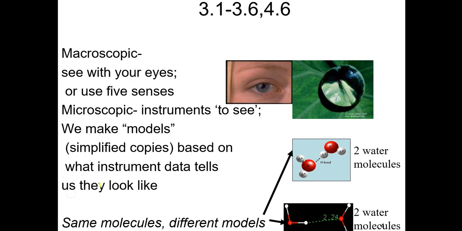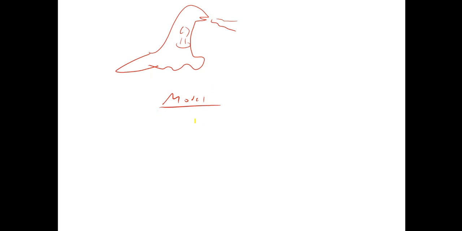Let's see, if I were Godzilla, and Godzilla was going to study people, but people are so small, and he were a scientist, but he wanted to study what people look like, he might make a model. And a model of a person might look something like this. So this is a stick model of a person.